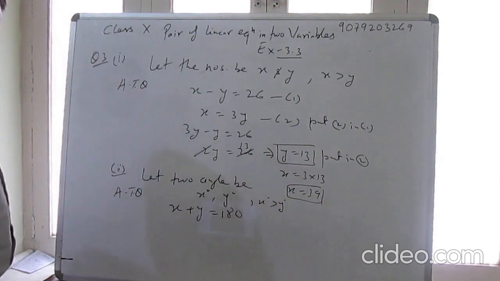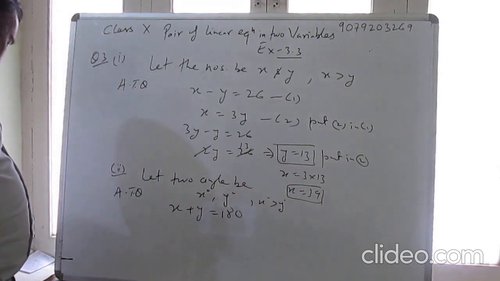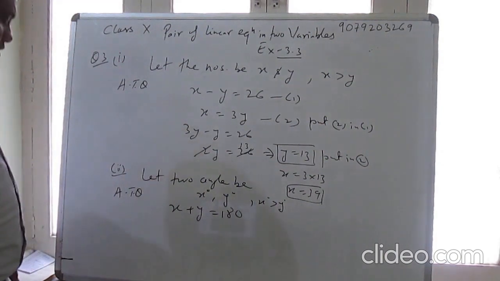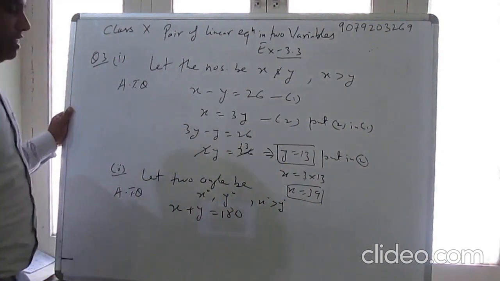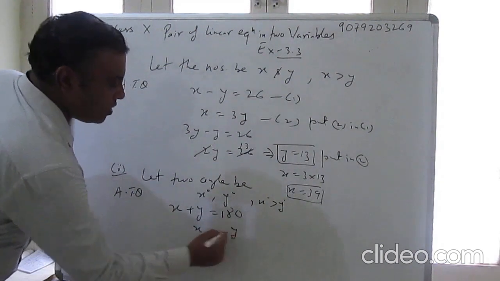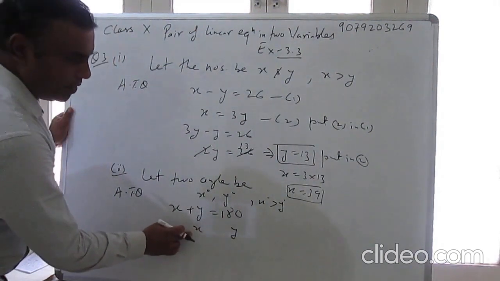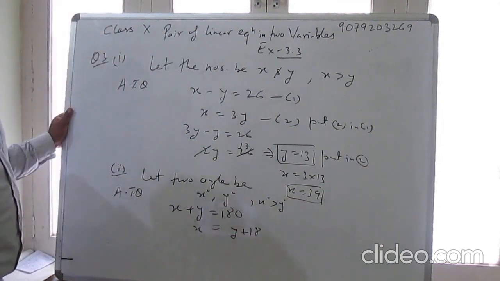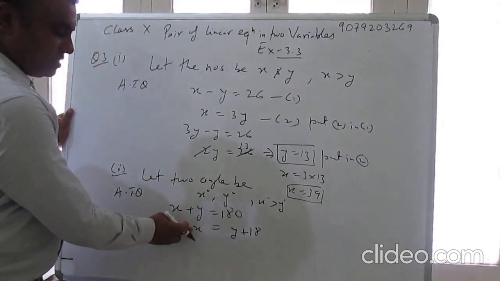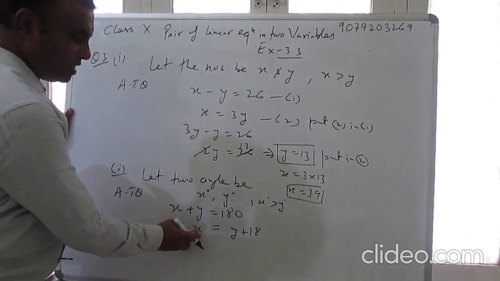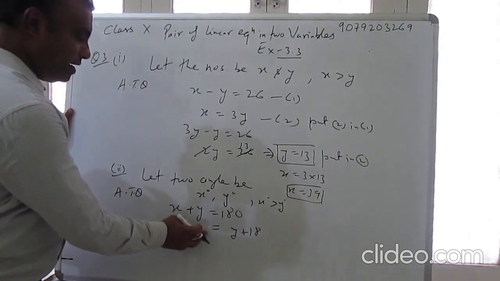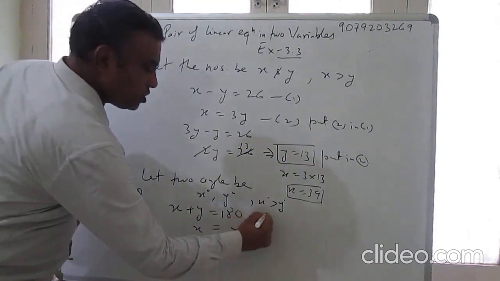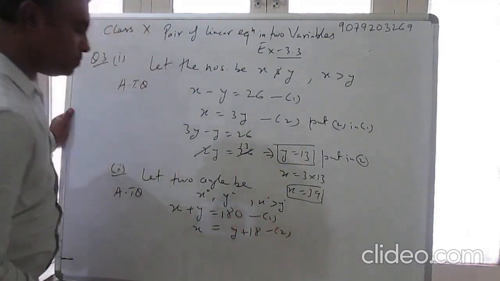So the sum is 180. The larger of two supplementary angles exceeds the smaller by 18. Exceeds the smaller. How much bigger is the larger? 18 bigger. So we will add 18 to this side. x exceeds y by 18. The larger angle exceeds the smaller angle by 18. So this is 1, this is 2.